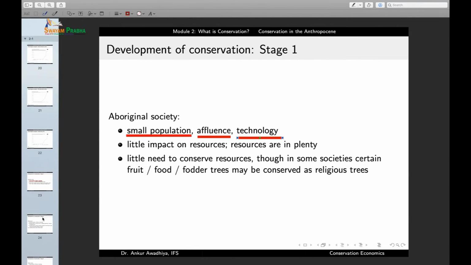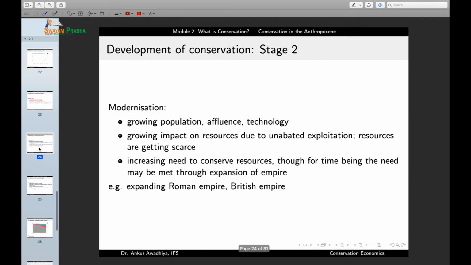So in the Aboriginal societies, we see that there was hardly any talk of conservation, although a few trees, such as the fruit trees or the fodder trees, were revered as religious trees. And so they were conserved. So we had a very small feeling of conservation that was mostly religious, that had little to do with the amount of impacts that we have on the ecosystem. So that is the first stage of development of the society.